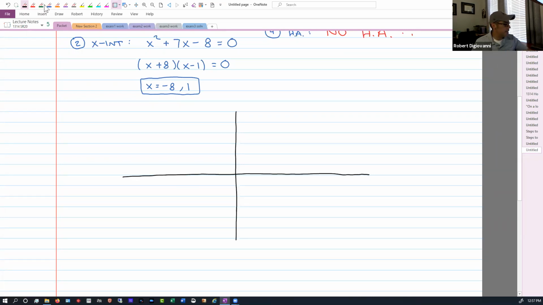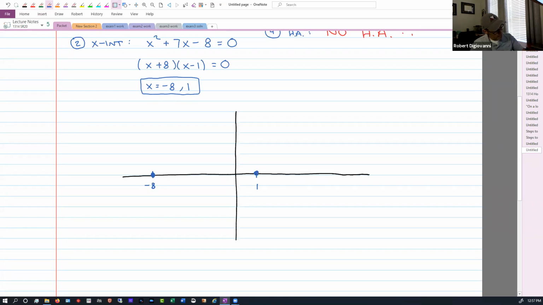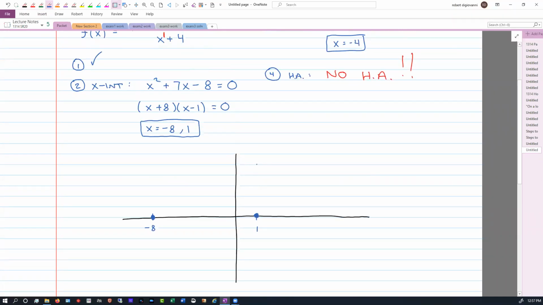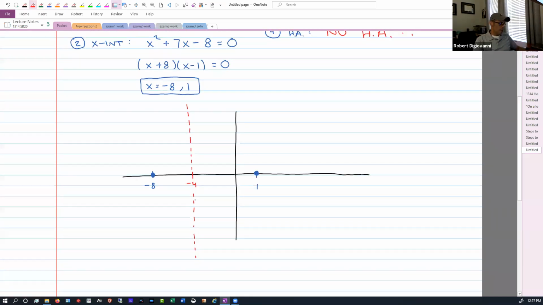All right, so I have X-intercepts. Those are dots. I have one at -8. Positive 1. I have a vertical asymptote, right? A vertical barrier, and that's at -4. I have no horizontal asymptote, so I'm not going to draw any horizontal edges. Okay. It's time to draw.